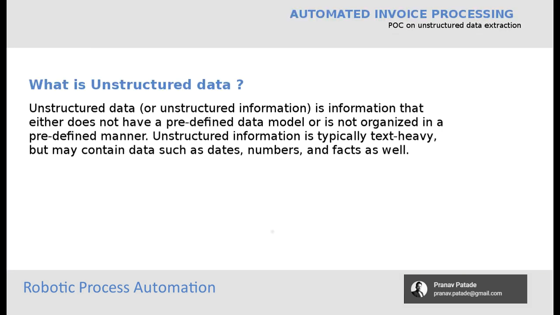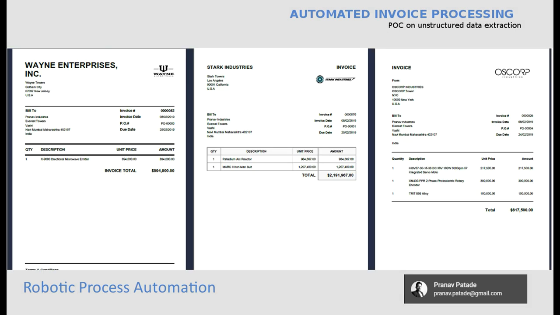Before we begin, let us understand what is unstructured data. Unstructured data is information that has no predefined format or is not organized in a predefined manner, but it contains some important information like dates, numbers, etc. The position of these fields changes with the change in the data sources. One such example is invoices. Invoices have different structures as they are generated by different companies, who follow their own formats.